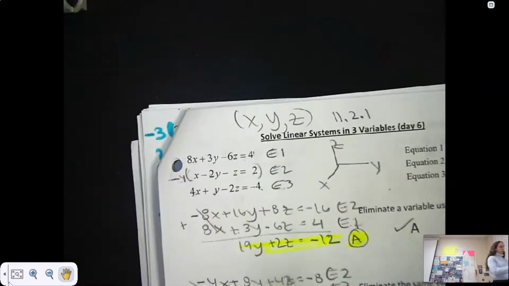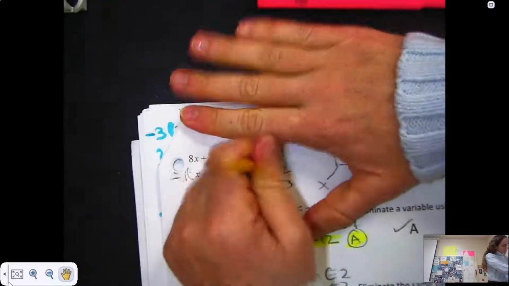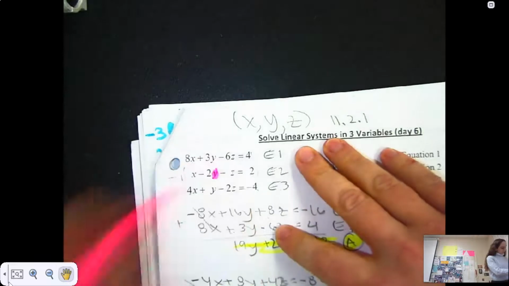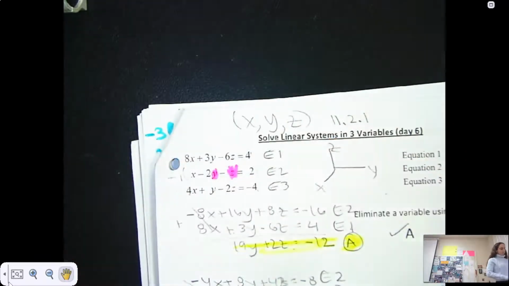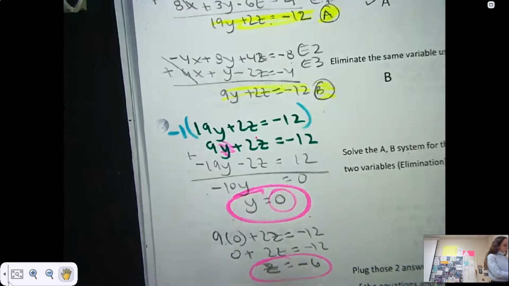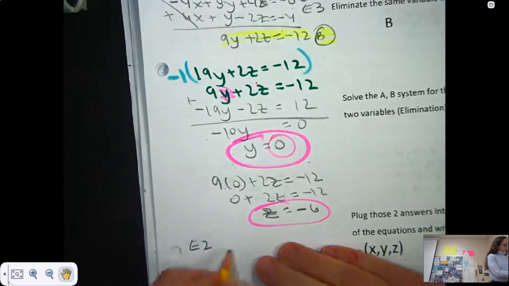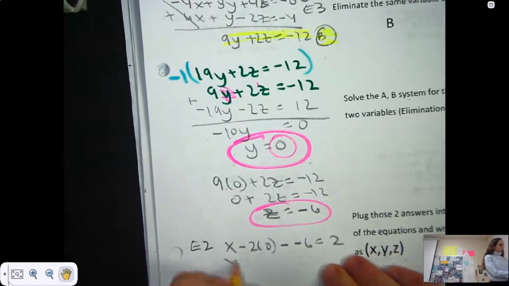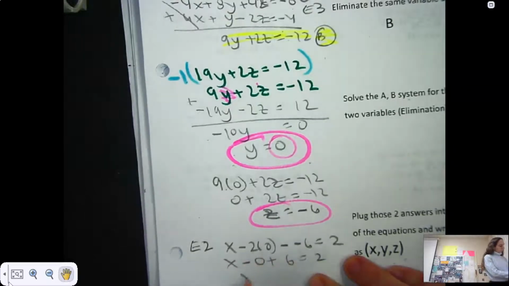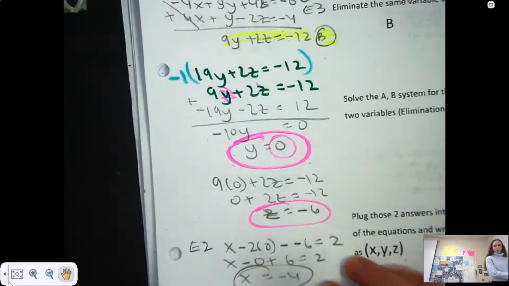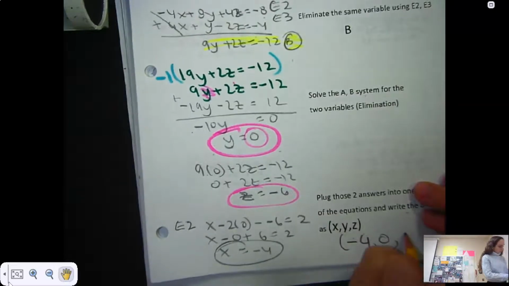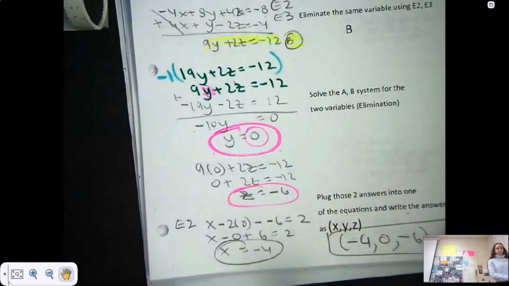All right, now that I have my z and I have my y, now I'm going to go back to the original, and pick one of the equations to plug it in for. It doesn't matter which one you pick. I'm actually going to pick this one because the numbers are small. So I'm going to put 0 in for y, and negative 6 in for z. Okay, so I picked equation 2, and I'm going to go x minus 2 times 0 minus negative 6 equals 2. X minus 0 plus 6 equals 2. X equals negative 4. All right, now I've got my x, my y, my z. Now I have my answer.